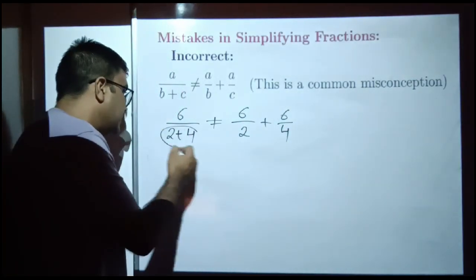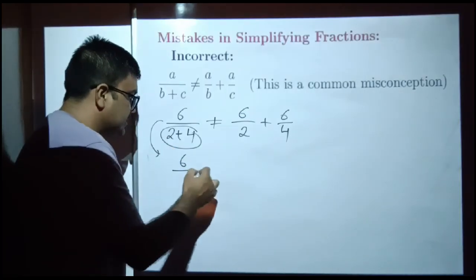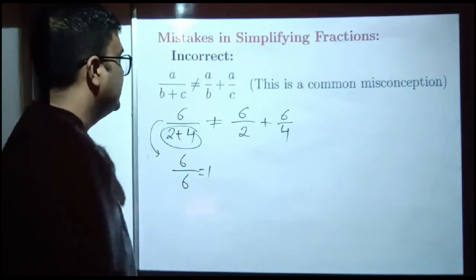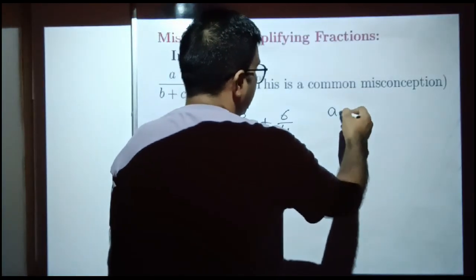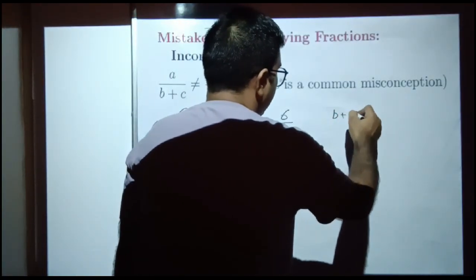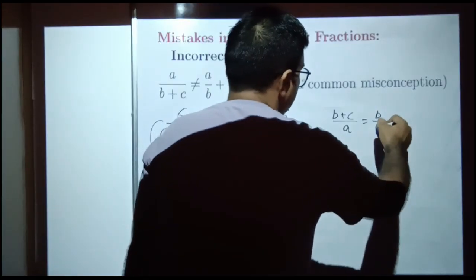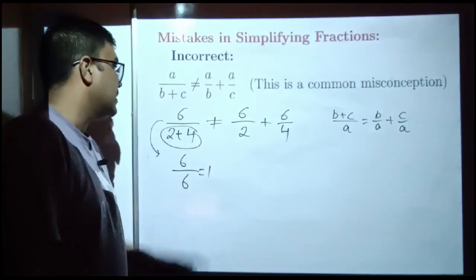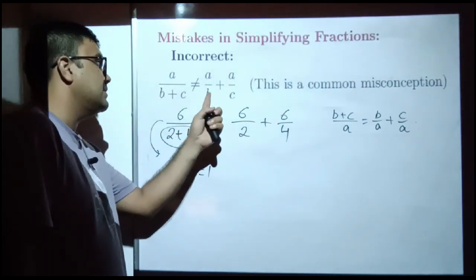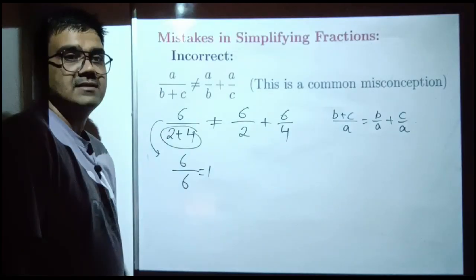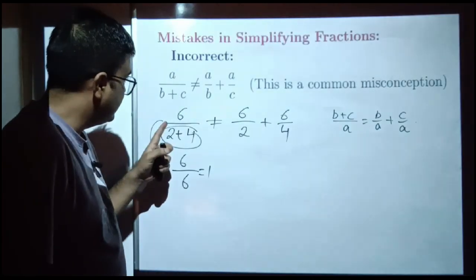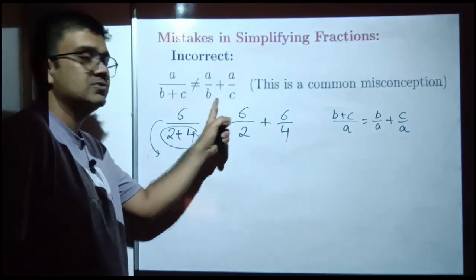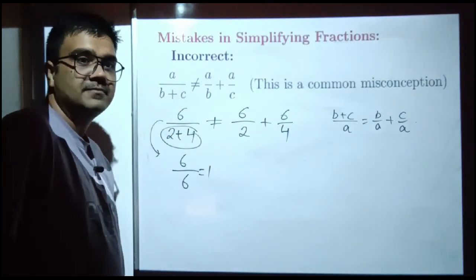You have to solve the denominator first. How will you solve this? You will write 6 over 2 plus 4, which is 6 over 6, and the answer you will obtain is 1. This result holds if we are talking about b plus c divided by a. You can write b by a plus c by a. But if it is a over b plus c, you cannot write it as a by b plus a by c. So always keep this in mind: whenever you have a term like this, you are not supposed to write it in this way.